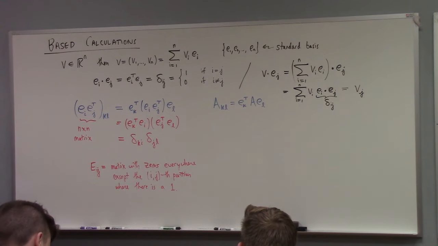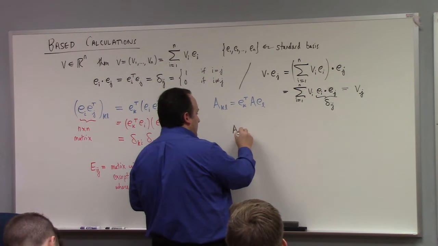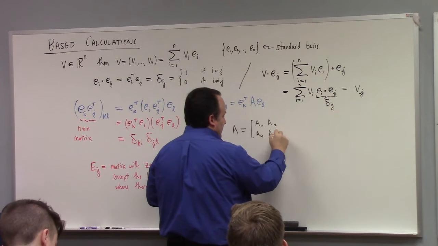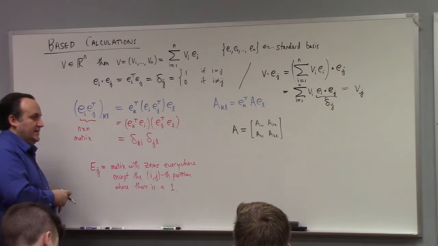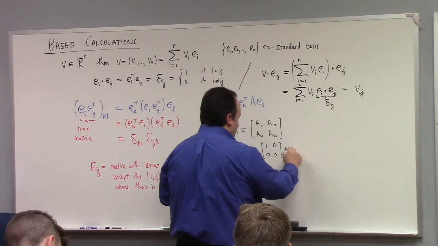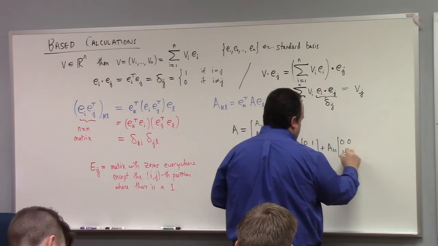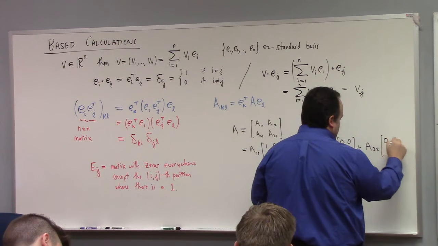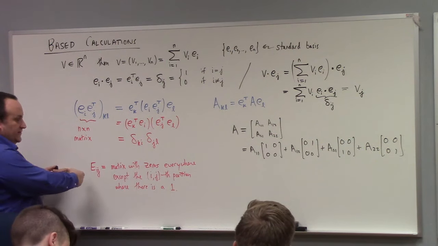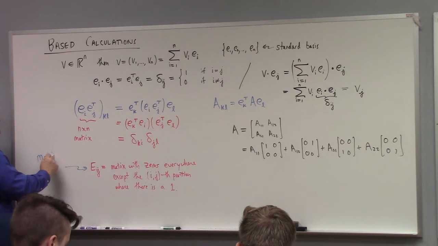But what does this do for us? Check this out. If I have, for instance, a matrix A, which is a11, a12, a21, a22, I can write that as follows. I can write that as a11 times 1000 plus a12 times 0100 plus a21 times 0010 plus a22 times 0001. But what are those? Those are these things I just introduced. These are the so-called matrix units.